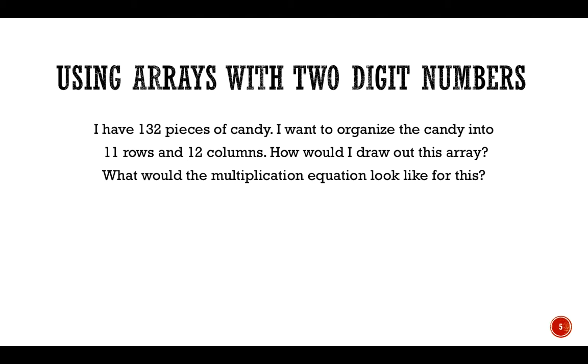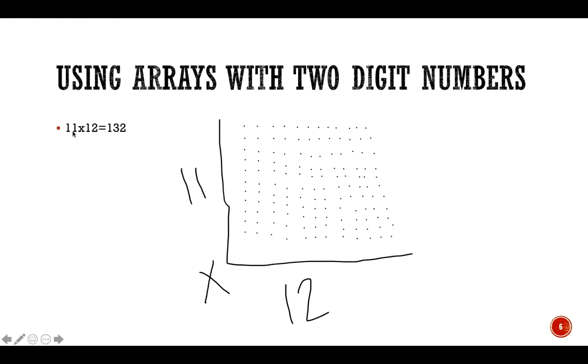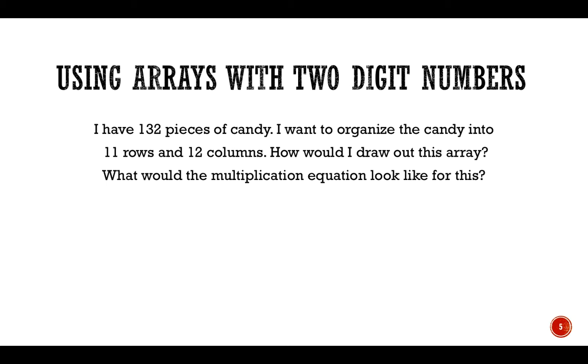So, we know they want 11 rows and 12 columns. Well, we know the first number of a multiplication problem is the amount of rows and the second number is the amount of columns. And we know that we have 132 pieces. So with this problem, we can conclude that the multiplication equation would be 11 times 12 equals 132. Because the 11 represents the amount of rows and the 12 represents the amount of columns, and we know 11 times 12 is 132, and the problem told us we had 132 pieces of candy. So that solves one part of the question.